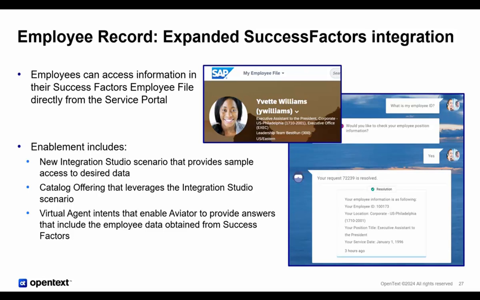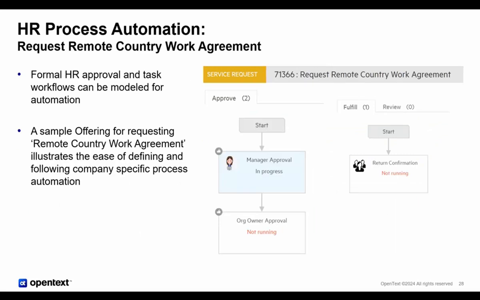So if you need your employee ID and you don't remember it, and you don't want to go into SuccessFactors, you could just ask Aviator, in this case, hey, what's my employee ID? And it'll spit it back out to you. We've also built in some of that new catalog content, with approval flows and fulfillment flows as starting points for how some of these service requests could be approved and fulfilled. So you can look at the new content for that.